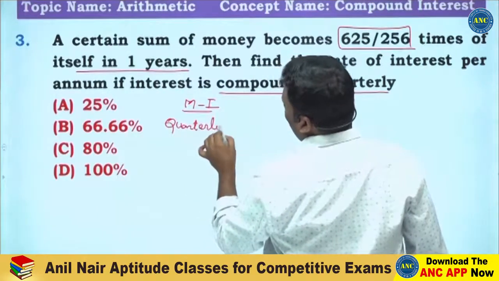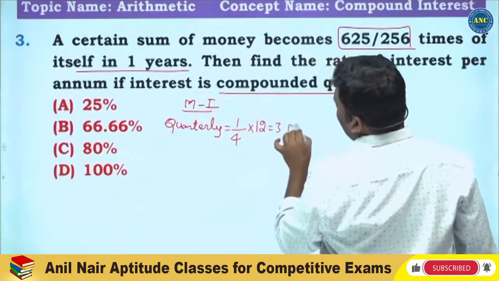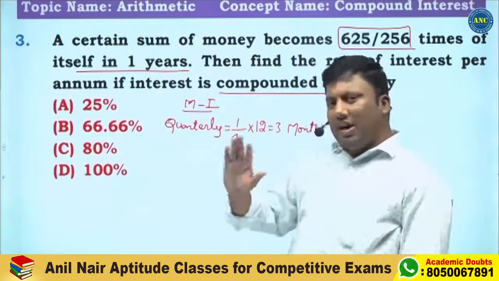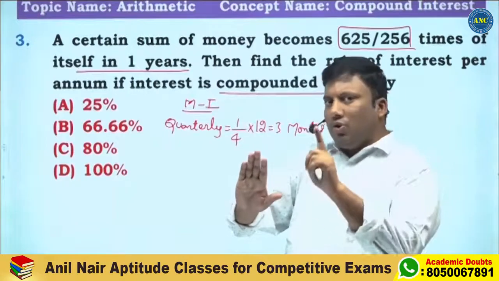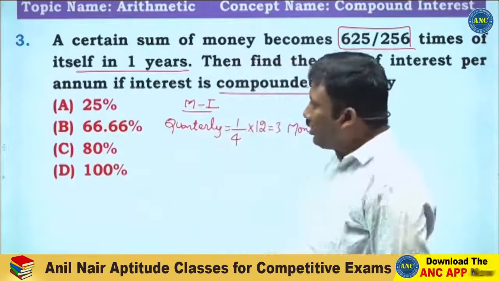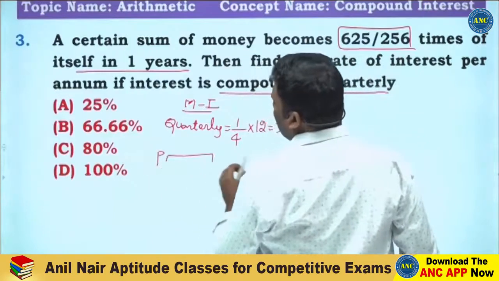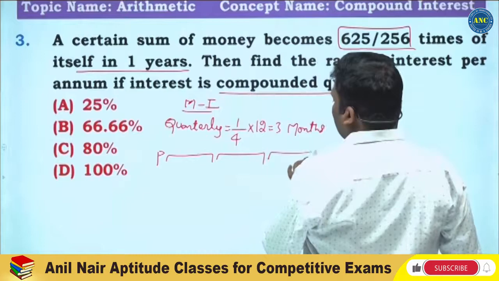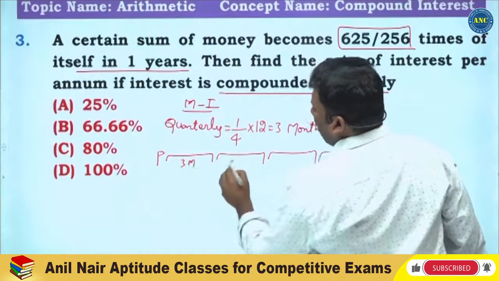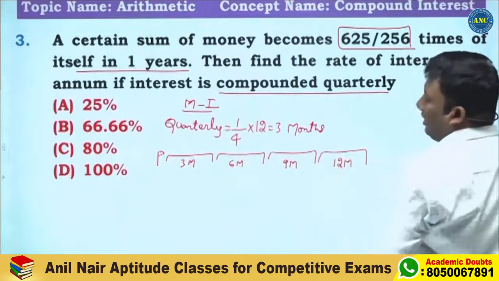Quarter means 1/4 of a year. It is 3 months. In the previous question, years were given. If the time period is same, time period goes in AP, multiplication factor goes in GP. That is what we discussed. Now see here. This is after 3 months, after 3 months, after 3 months, after 3 months. This is 3 months, this is 6 months, this is 9 months, and this is 12 months.